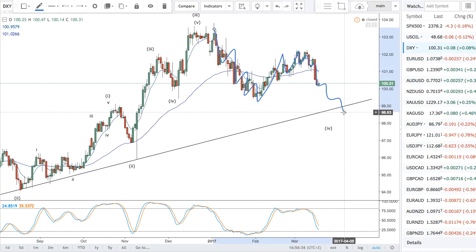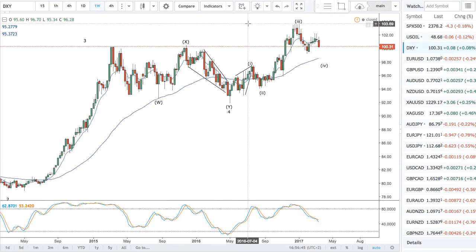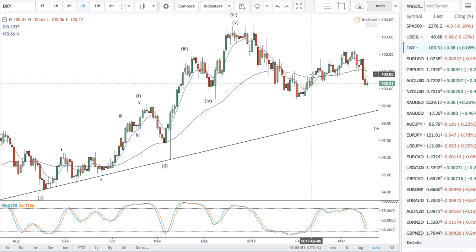And then the resumption of the uptrend to a new high above 104, 105, or whatever the high is, 104x, 103x. So, continuation of that move to another new high. The origin of this down move here in January is corrective. So, I'm looking at this to resume up higher.